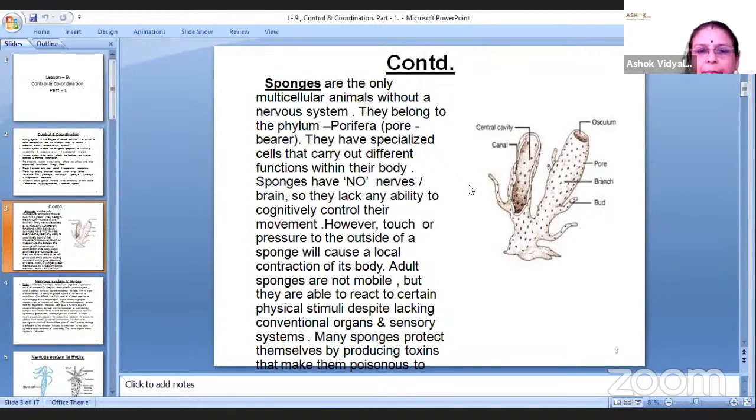However, touch or pressure to the outside of a sponge will cause a local contraction of its body. Like if anybody touches this, what happens? It will contract the body. This was sensitivity. Adult sponges are not mobile, but they are able to react to certain physical stimuli despite lacking conventional organs and sensory system. Many sponges protect themselves by producing toxins that make them poisonous to the primary predators.